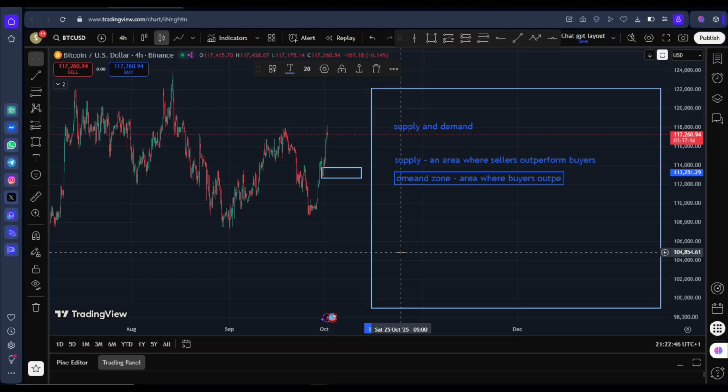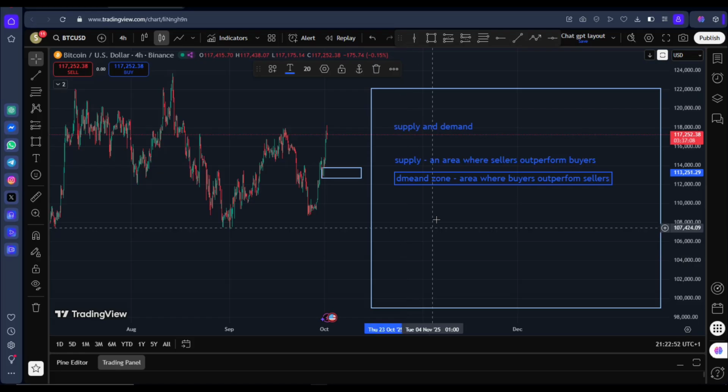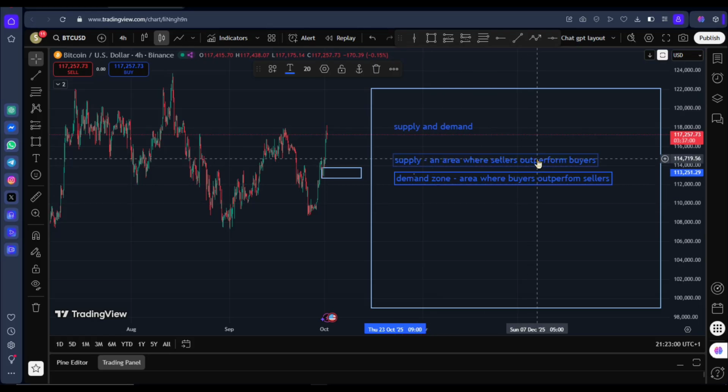So when you have a supply zone, you can understand that when price gets to that supply zone, it is going to face a lot of selling pressure, and that selling pressure is likely to push the price down. So for example, right here you can see there's a lot of selling pressure within this supply over here.